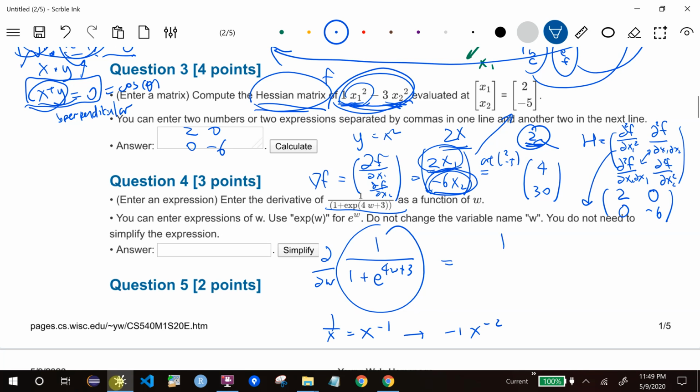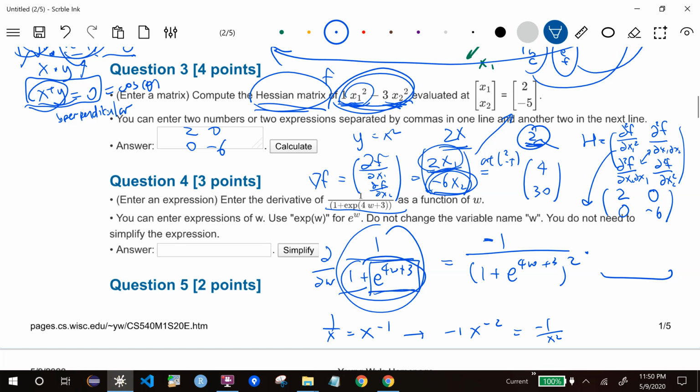So the derivative of the outer function is minus 1 over x squared, where x is the whole thing. And you also need to multiply it by the derivative of the inner function. The derivative of this is 1. Derivative of 1 is 0. Derivative of this is itself.